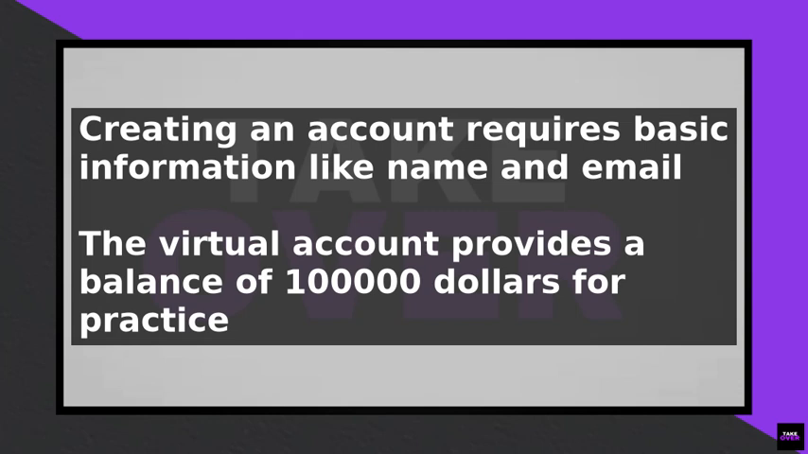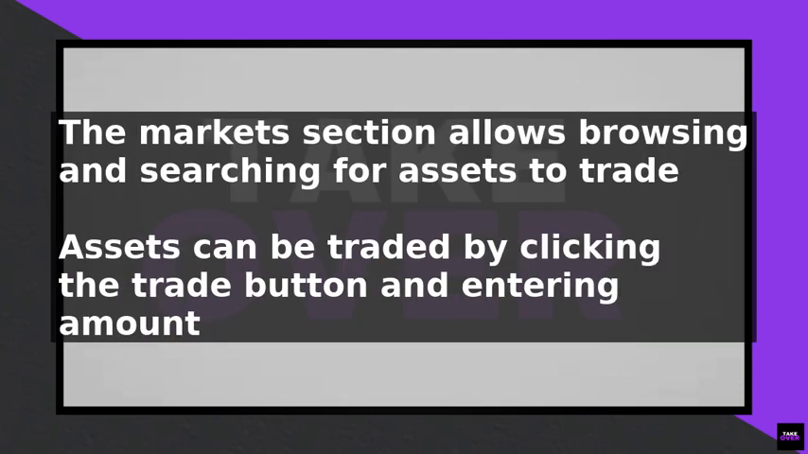To start trading, you need to navigate to the Markets section, where you can browse through the various assets available on the platform. You can search for specific assets, such as stocks, commodities, or cryptocurrencies, and view their current prices and charts. When you find an asset you want to trade, you can click on the trade button and enter the amount you want to invest.